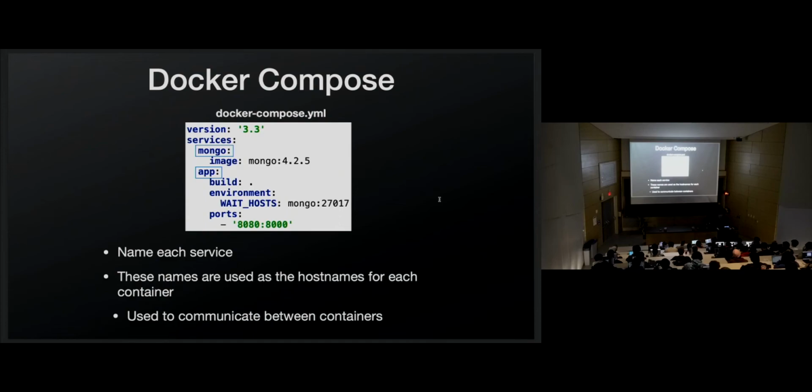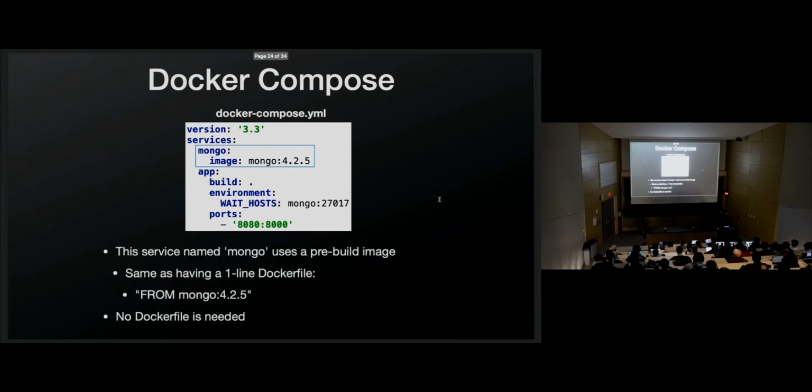If for some reason my database needed to talk to my app, I would connect to app instead of localhost or 0.0.0.0 or 127.0.0.1. I would connect to that name. That's the host name. And then Docker Compose will handle the routing from there to get to the right container.